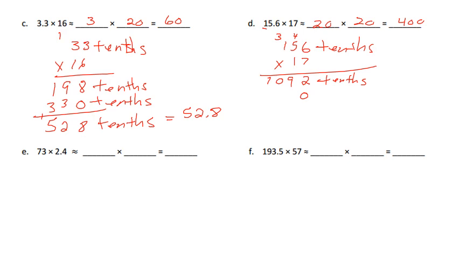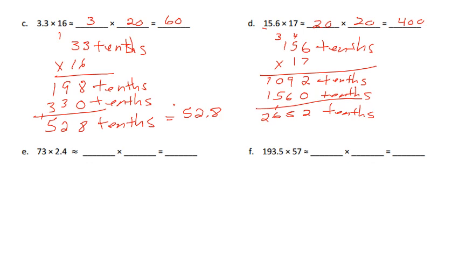And now we're going to go with our 10, but we're going to put our placeholder 0, and 1 times 6 is 6, 1 times 5 is 5, 1 times 1 is 1. And that is also tenths. So when we add them up, we have 2, 15, carry 1, 6, and 2,652 tenths. Now, in order to look at our estimate, it says 400.